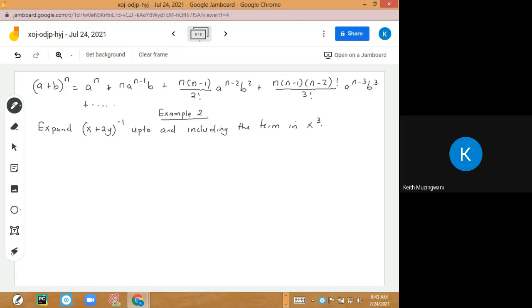Okay, so now let me change, instead of saying x power 3, let me say y power 3. Up to and including the term in y power 3. Okay, so you can start. Solution. You have the form already. Just identify what a is.